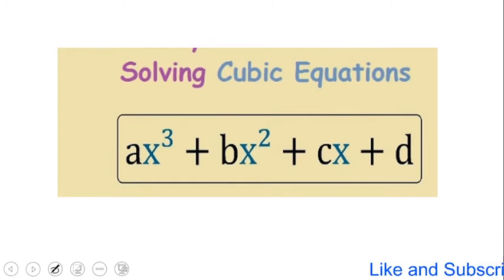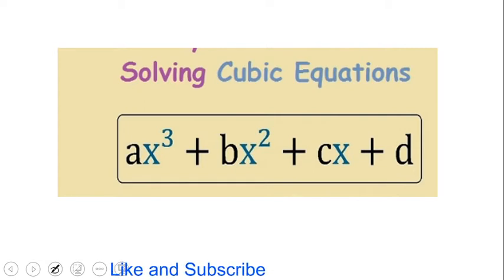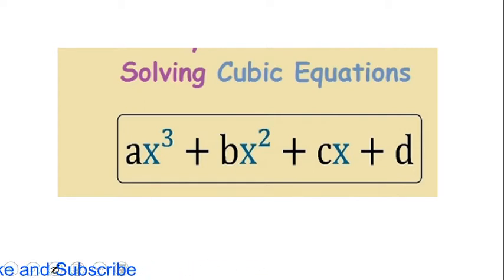Any equation which is in the form of ax cube plus bx square plus cx plus d, we call it a cubic equation, or else, if the highest power is 3, such an equation we call a cubic equation.